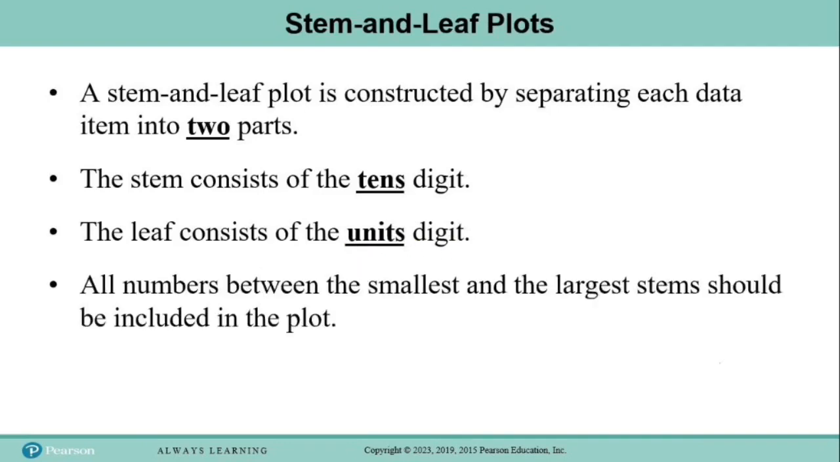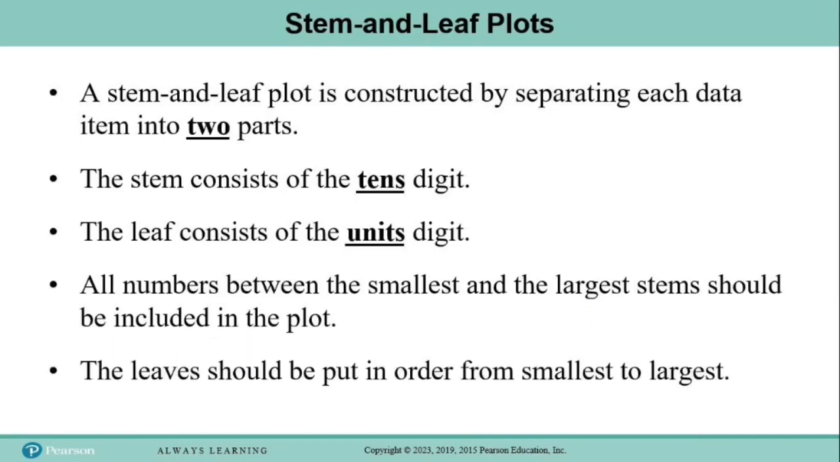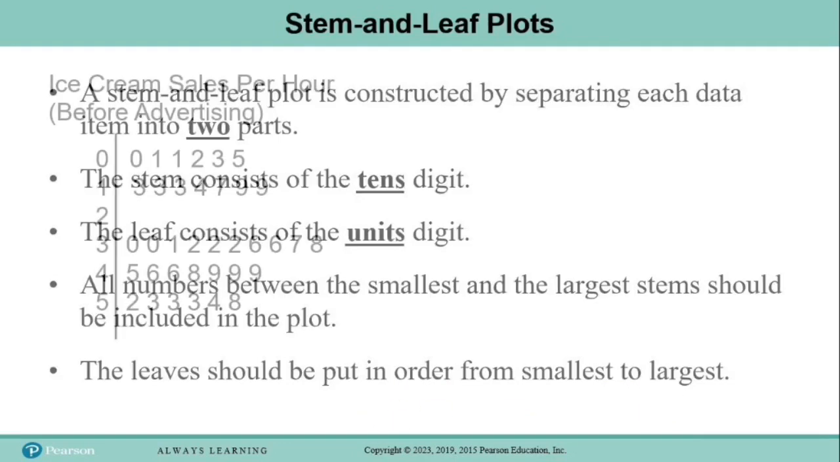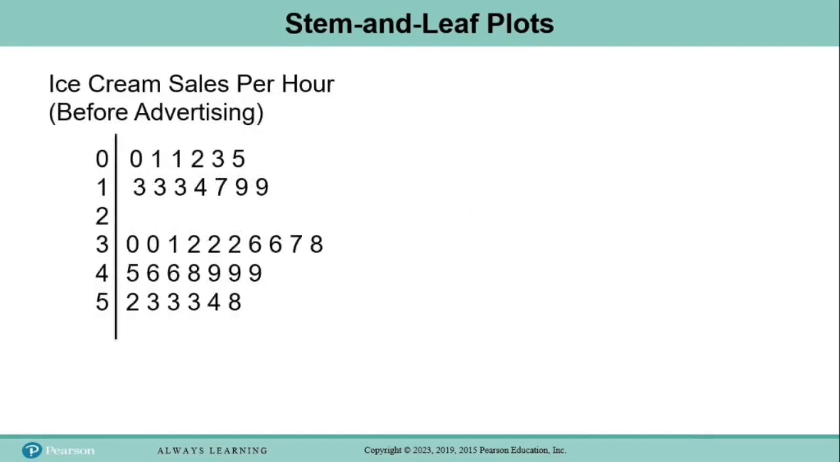Now we're going to look at an example in just a minute, but I want you to know that when you are listing the stems to make your stem and leaf plot, all of the numbers between the smallest stem and the largest stem should be included in the plot. And then before you type your leaves into MyLab, make sure that you put the leaves in order. All of the leaves should be put in order from smallest to largest. That's important.